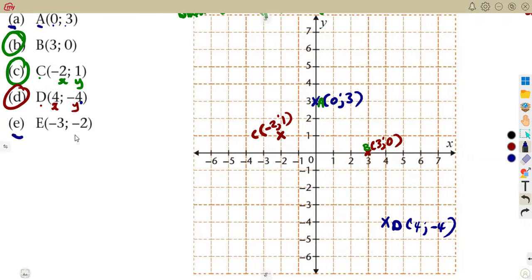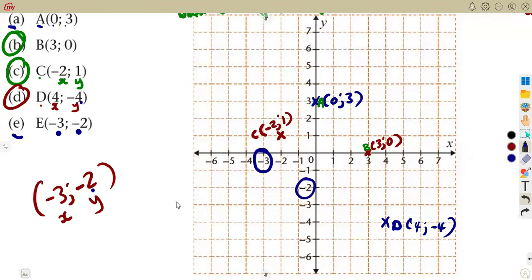E, the point E, which is -3, -2. The x value, the y value. So x is -3. X must be at -3. Y is supposed to be at -2. So where are they going to meet? Definitely in this quadrant. Here. Where they meet, you mark a point. That is the point E, the point that you marked. Not -3, not -2. So this is our point E, which is called -3, -2.